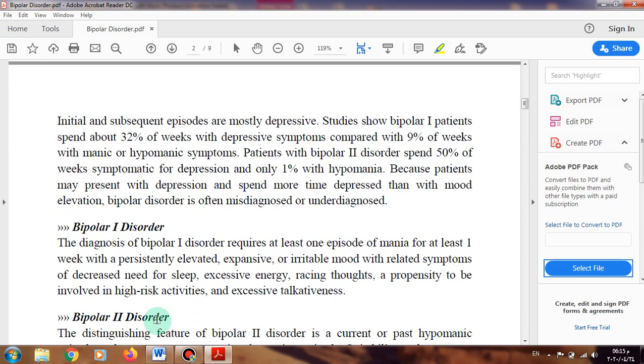Here, of course, the main point is that the majority of the episodes is mostly depressive, and the study showed that a bipolar 1 patient spent about 32% of the week with depressive symptoms compared with 9% of the week with manic or hypomanic symptoms, while the patient with bipolar 2 disorder spent 50% of the week symptomatic with depression and only 1% with hypomania. So because the patient may present with depression and spend more time depressed than with the mood elevation, bipolar disorders is often misdiagnosed or underdiagnosed.